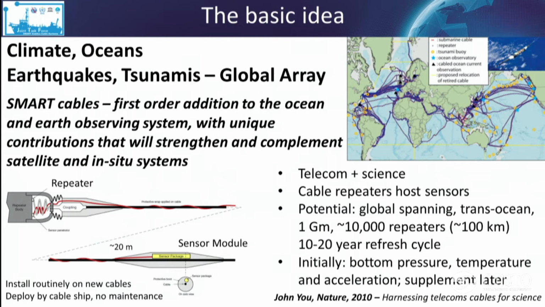The basic idea is to use telecommunication infrastructure and then add sensors to it. So these cables are spanning the ocean between continents. They provide the internet that our civilization depends on. And every 50 to 100 kilometers, there's a repeater. Here's a repeater going in the ocean from a cable ship. And at that repeater, there could be a small amount of electric power and communication capability.